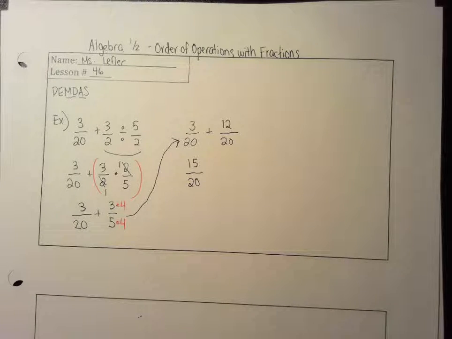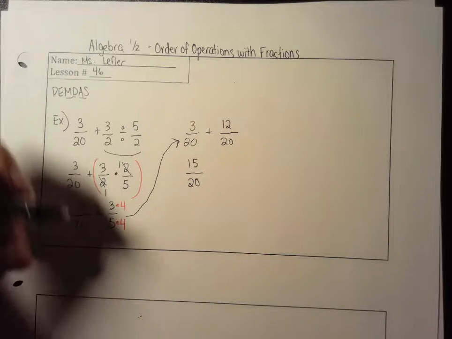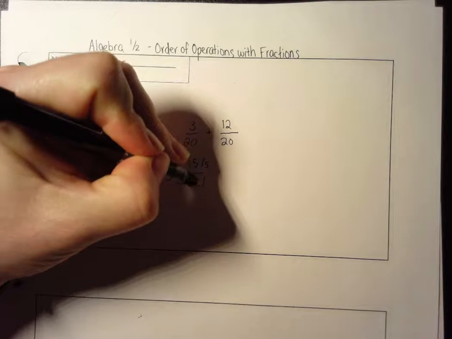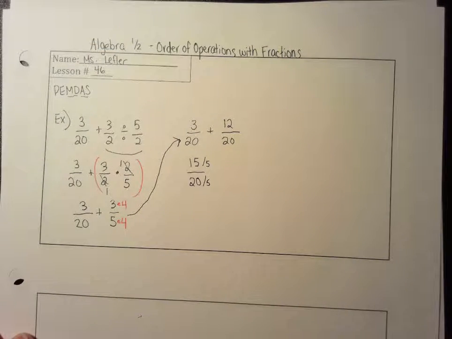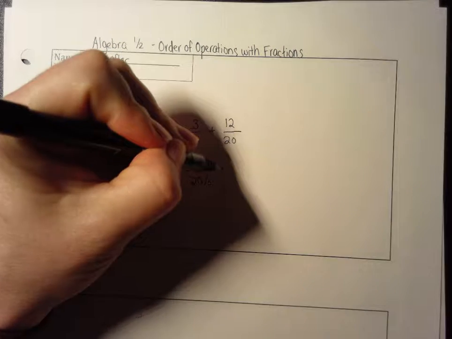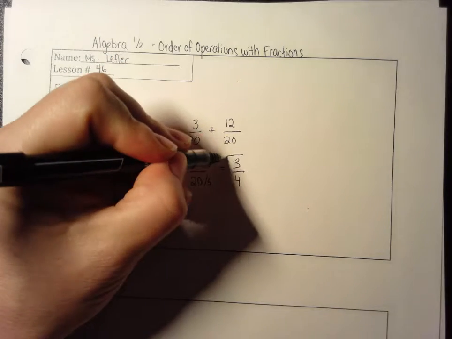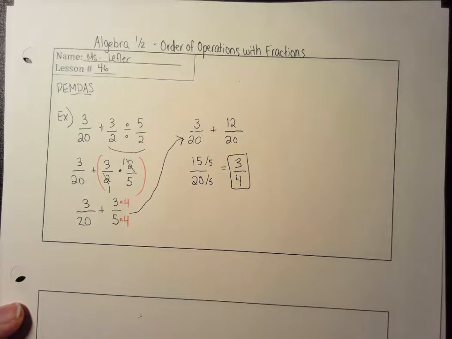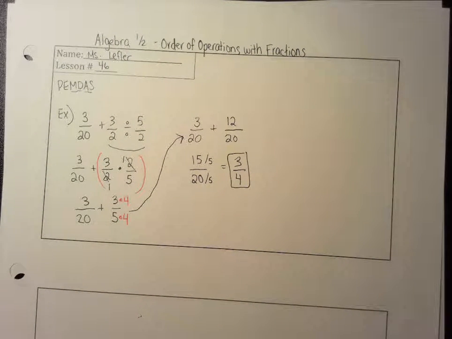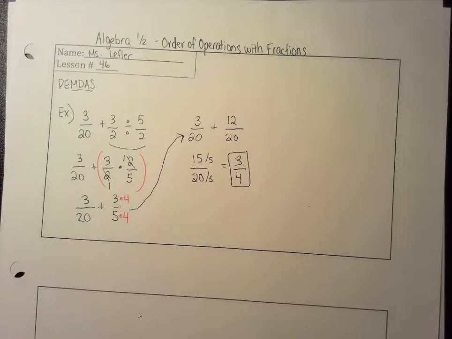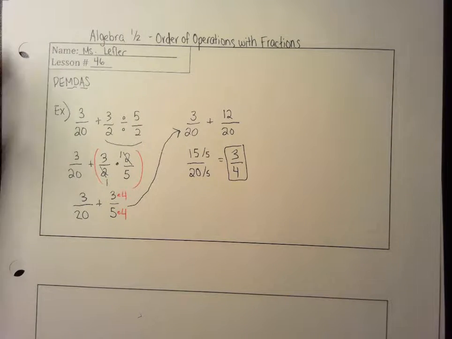And then I want to think about, can I reduce that? 15 over 20, I know 15 and 20 are both divisible by 5. So I can divide the top and the bottom by 5, which would give me 3 over 4. So that's an example of how we do order of operations with fractions. So I'm going to write a couple more examples and give you some time to practice it.